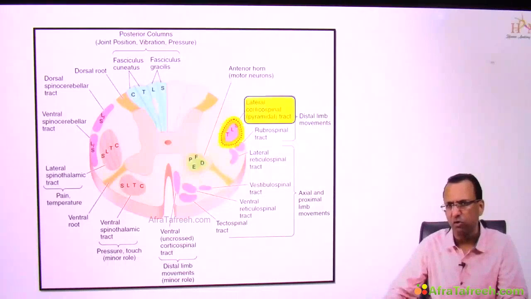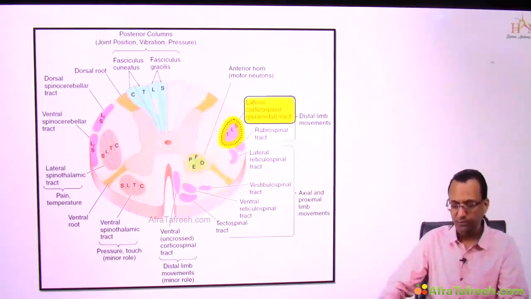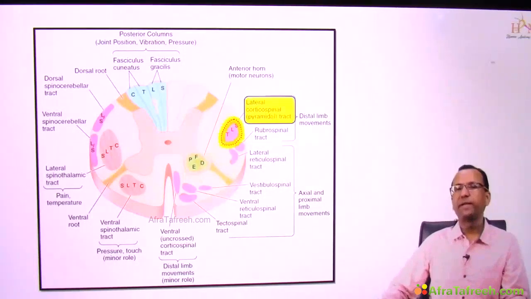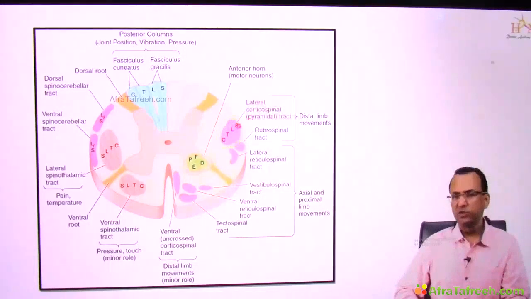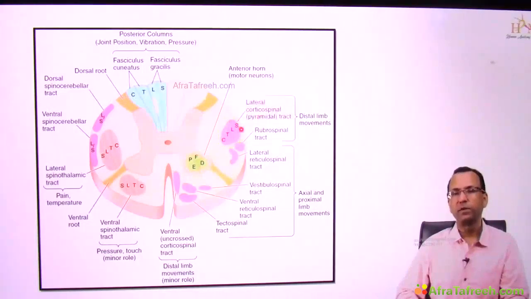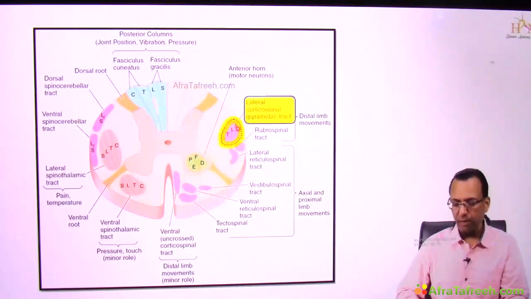You mean to say you're going to draw the diagram now? Yes. Okay. What will happen if the pyramidal tract is injured on the right side? Wherever it is injured, there will be spastic paralysis because these are upper motor neuron fibers coming from the cerebrum.